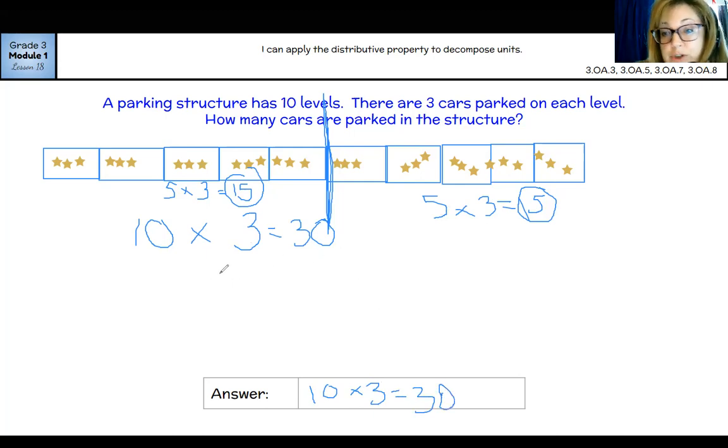Another little trick that you can do to solve something like this is what we've really done is broken apart the number of levels or the groups, the number of groups. And we broke it apart into 5 plus this other 5 right here. So that's a little trick. What I did was I said, oh, okay, I just took this and broke this into 5 groups of 3 and another 5 groups of 3. And I just added them together.